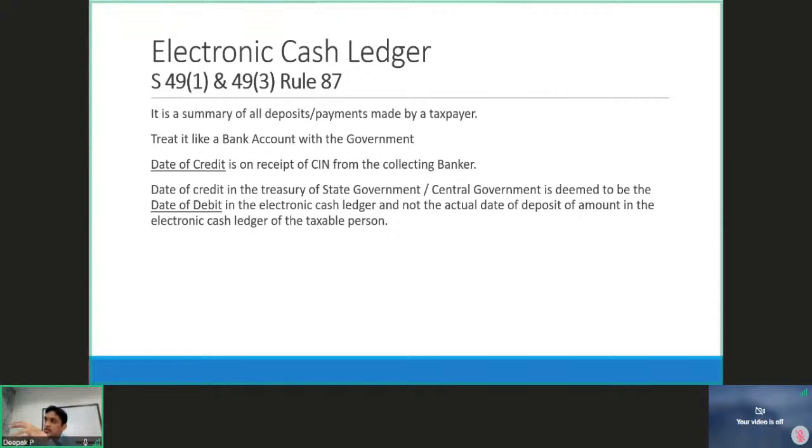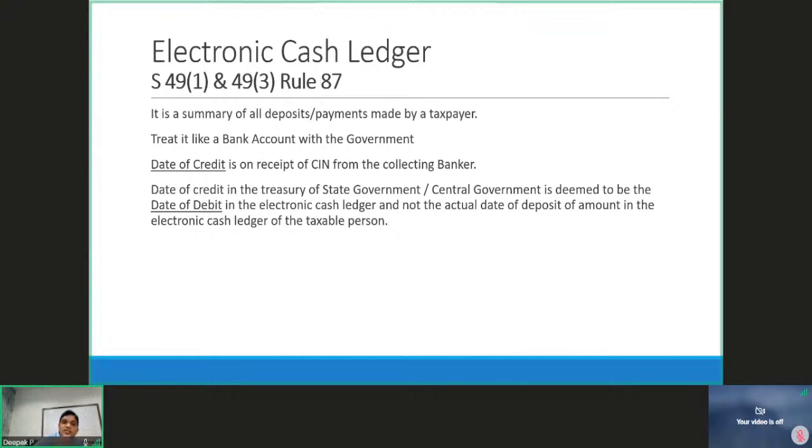When an asset increases, the asset side increases, right? So when you make a deposit, when you make any payment, the credit in this ledger increases. Electronic cash ledger increases. Treat it like a bank account itself. Like when you make a deposit in your bank account, your credit balance increases, right? When you withdraw or when you make any payment, that balance gets reduced. So credit is an increase in your electronic cash ledger and debit is a decrease in your electronic cash ledger.